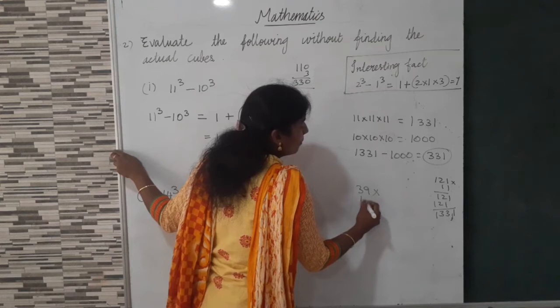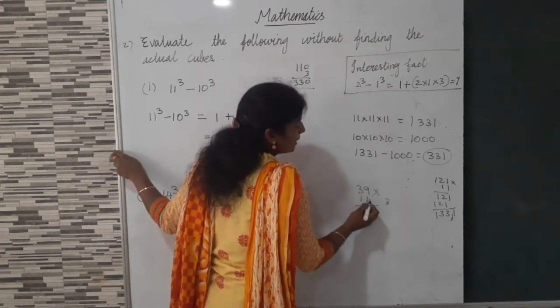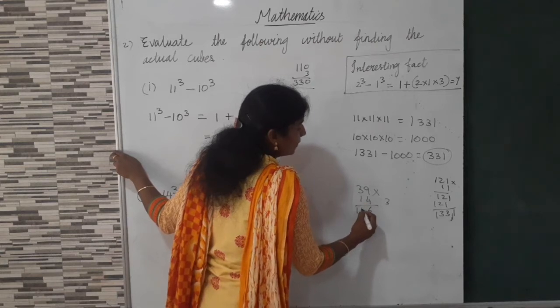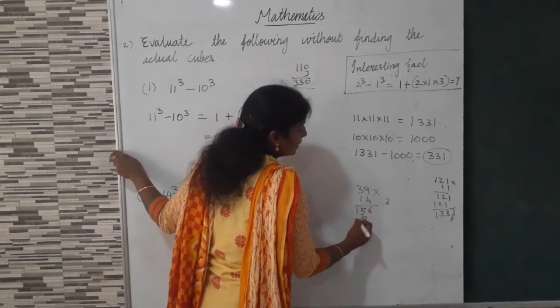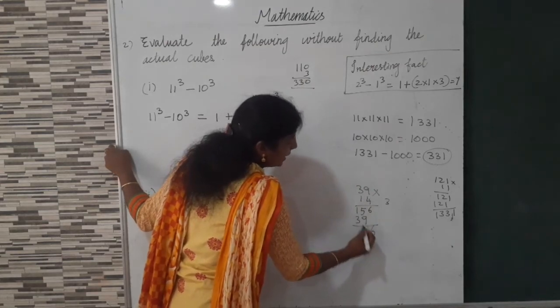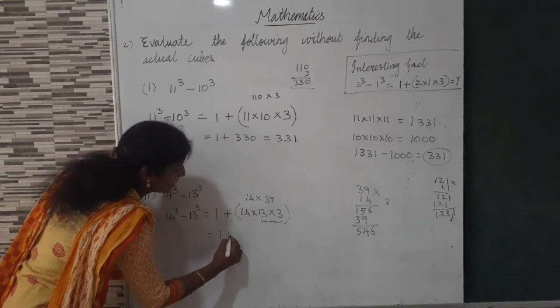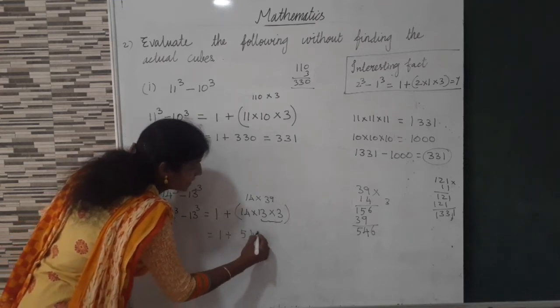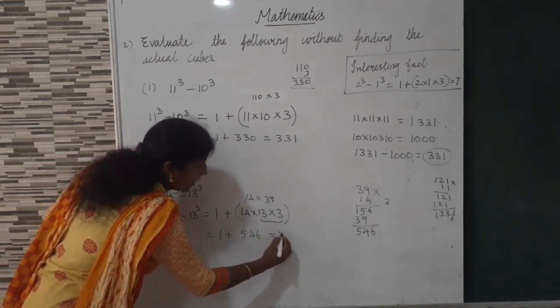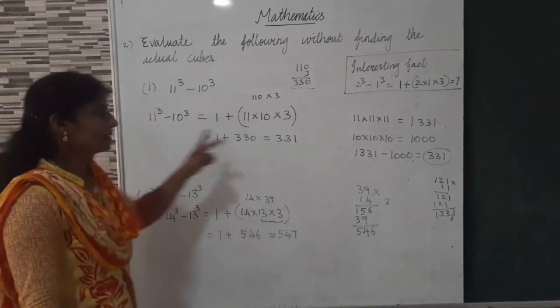39 into 14. 9 4s are 36. 3 balance. 4 3s are 12. 12 plus 3, 15. 1 into 9, 9. 1 into 3, 3. Now 6. 9 plus 5, 14. 4 plus 1, 5. So 14 cubed is 2744 and 13 cubed is 2197, and the difference is 547. Now you can check like this.